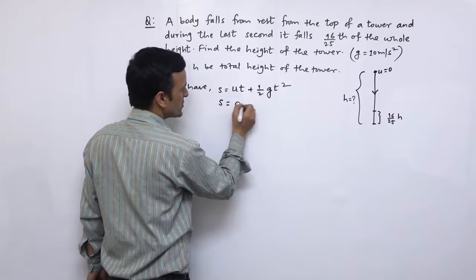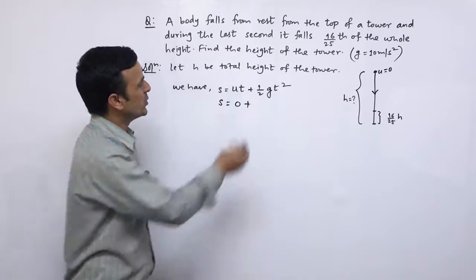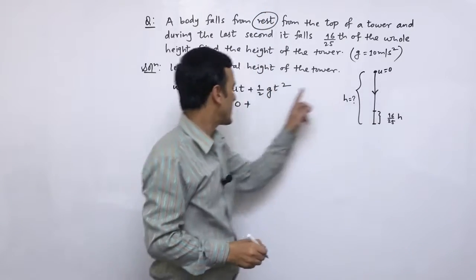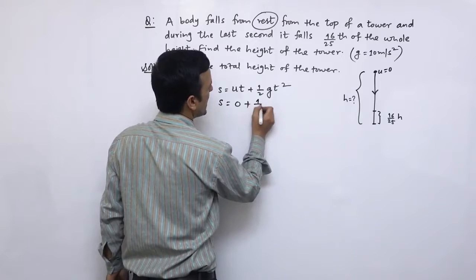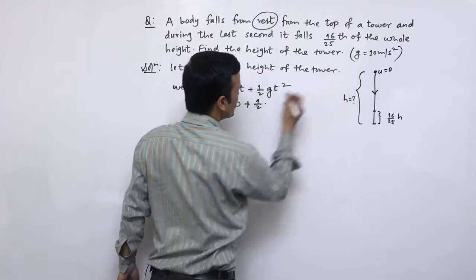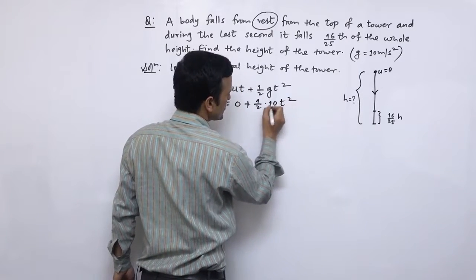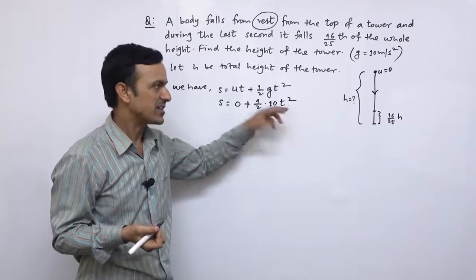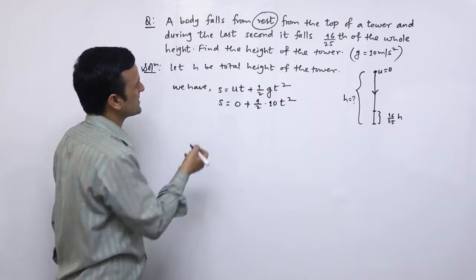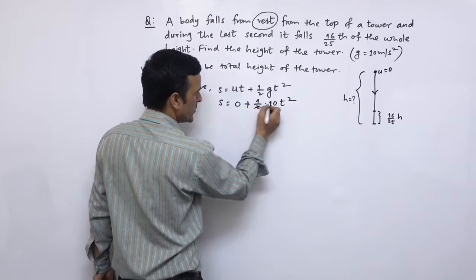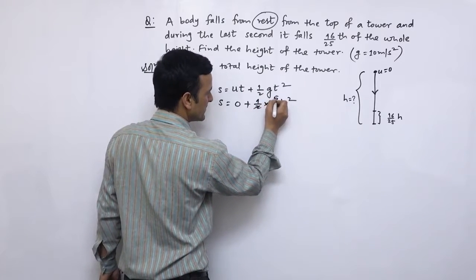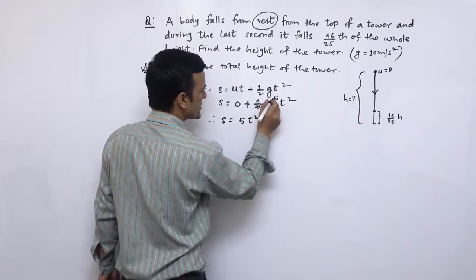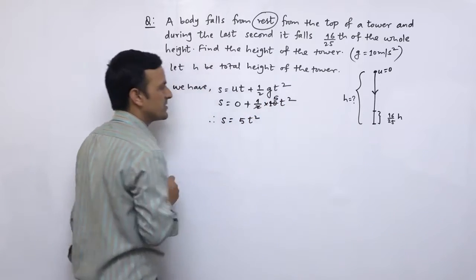So s is equal to h. Initial velocity is 0 because rest is given here. U is 0, so write down 0 here, and 1/2, and the value of g is 10, t square. And total time taken by body is t. T time लाग्छ भनेर बुझौँ. So if you cut down 2 and 10, then it will be s is equal to 5t square. So it will be 5t square.